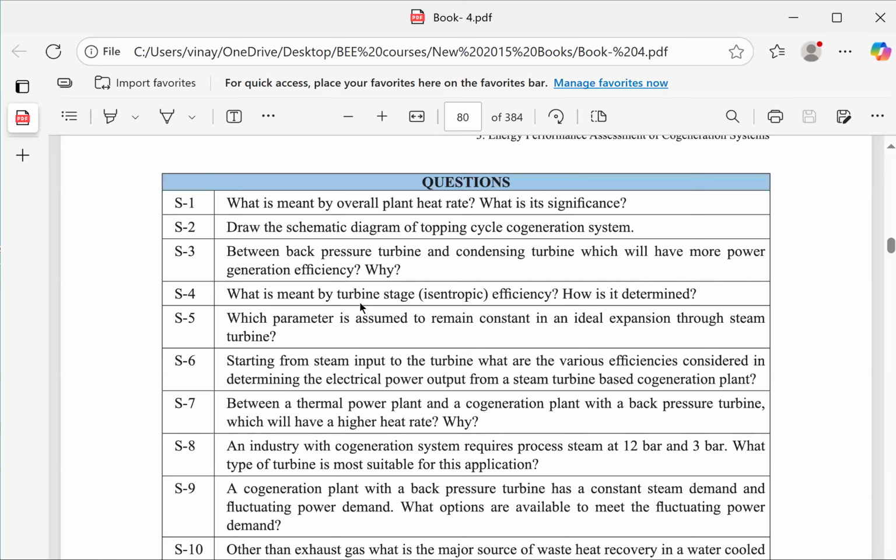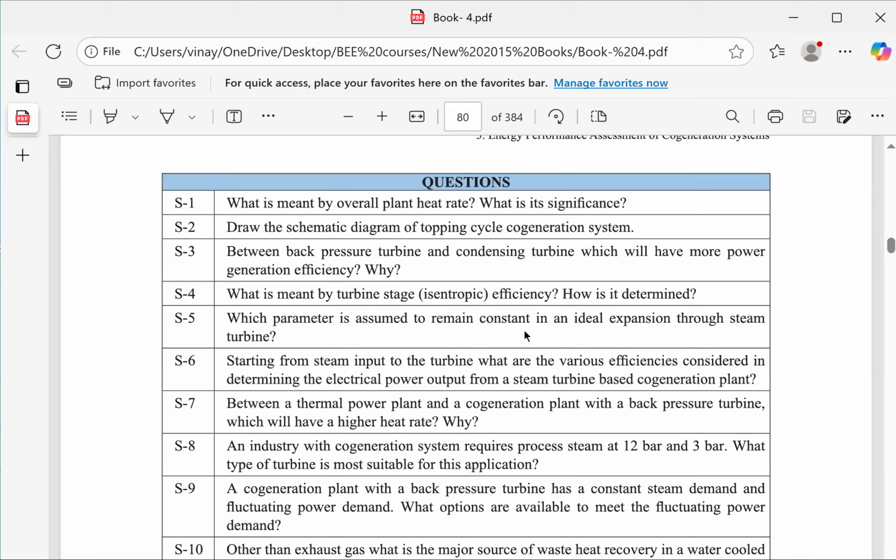4. What is meant by turbine stage isentropic efficiency? Go to the diagram, try to draw it. Always carry a pencil and a scale, and of course an eraser, when you go for this paper. You may have to draw many diagrams, like a block diagram as he has said. Similarly, some graphs for representative purposes. It may not be to scale.